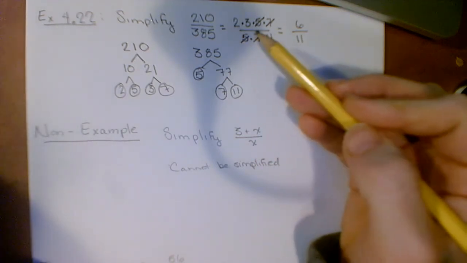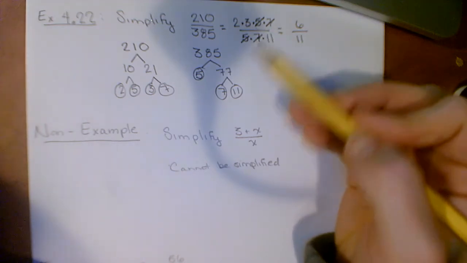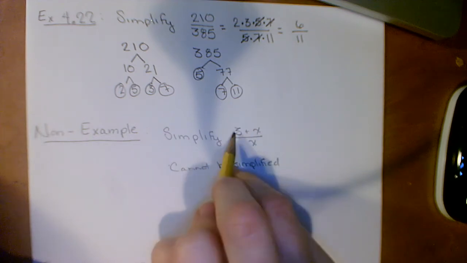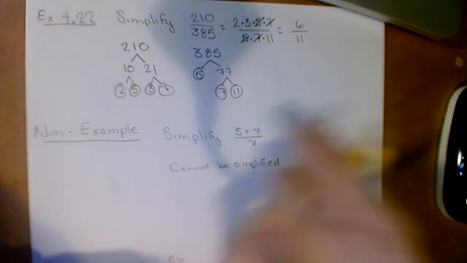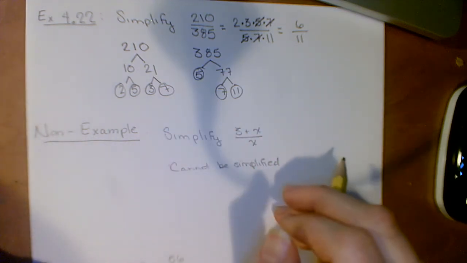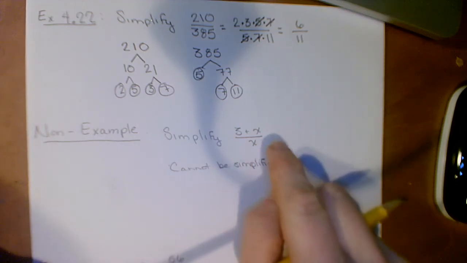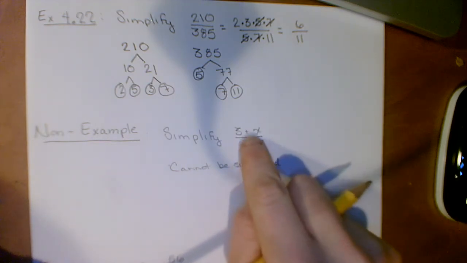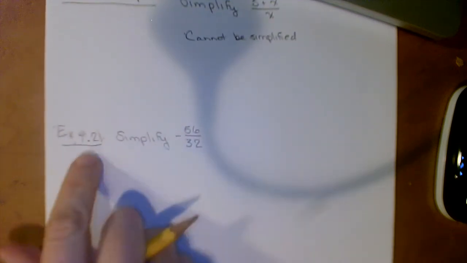Notice up here, all these numbers were factors, meaning they were being multiplied. Down here in this example, x is an addend. It's being added to the 3. So you're not really able to cancel those x's just yet. There are some other things that you could do to manipulate this, but right now you can't cancel the x's because the x is not a factor of the numerator. Instead, it's an addend.